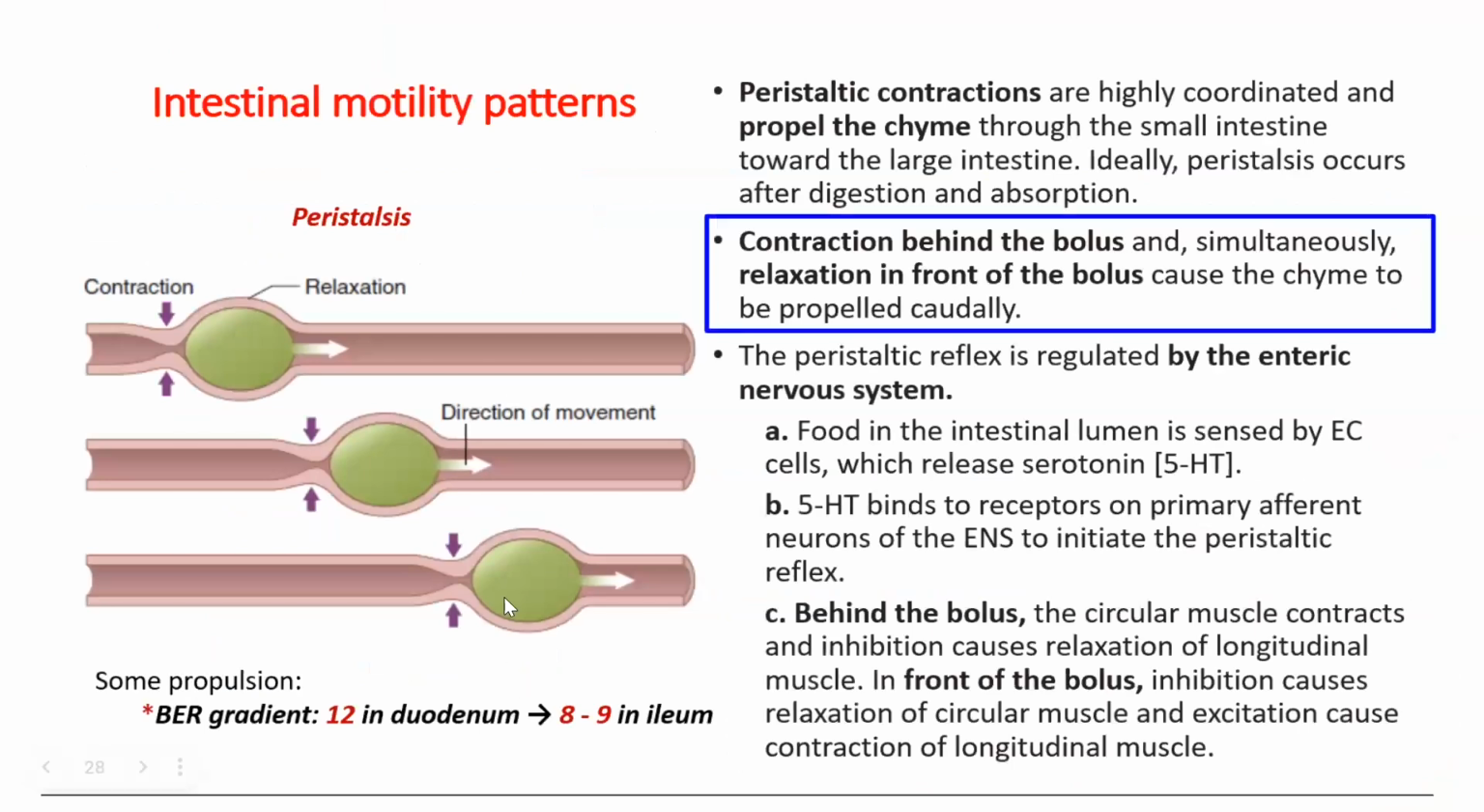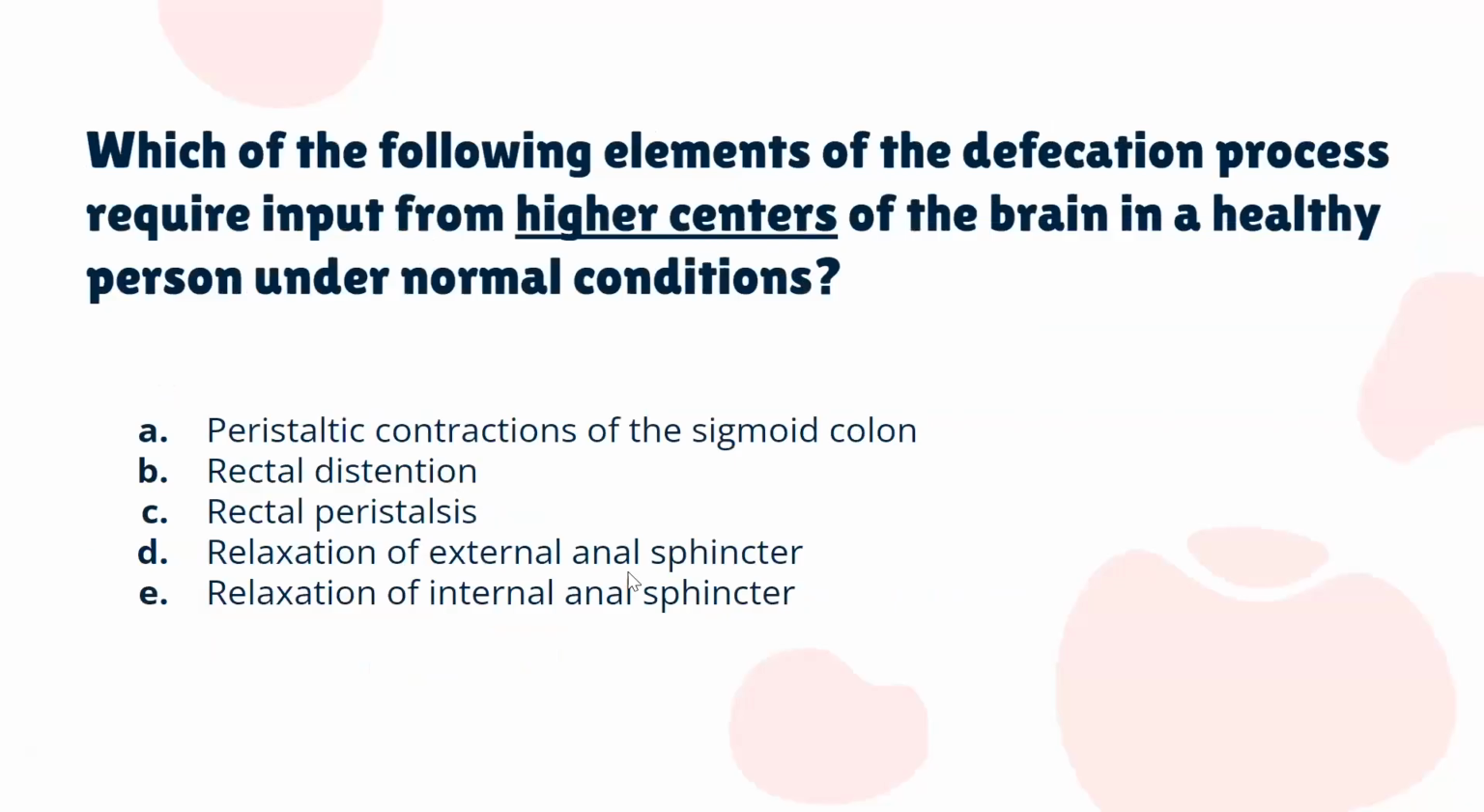Yep, this is where the question is from. Contraction behind the bolus, and then simultaneous relaxation in front so that the bolus can be propelled forward. This is our last question. Which of the following elements of the defecation process require input from the higher centers of the brain in a healthy person under normal conditions? Peristaltic contractions of the sigmoid colon, rectal distension, rectal paralysis, relaxation of the external or the internal anal sphincter.